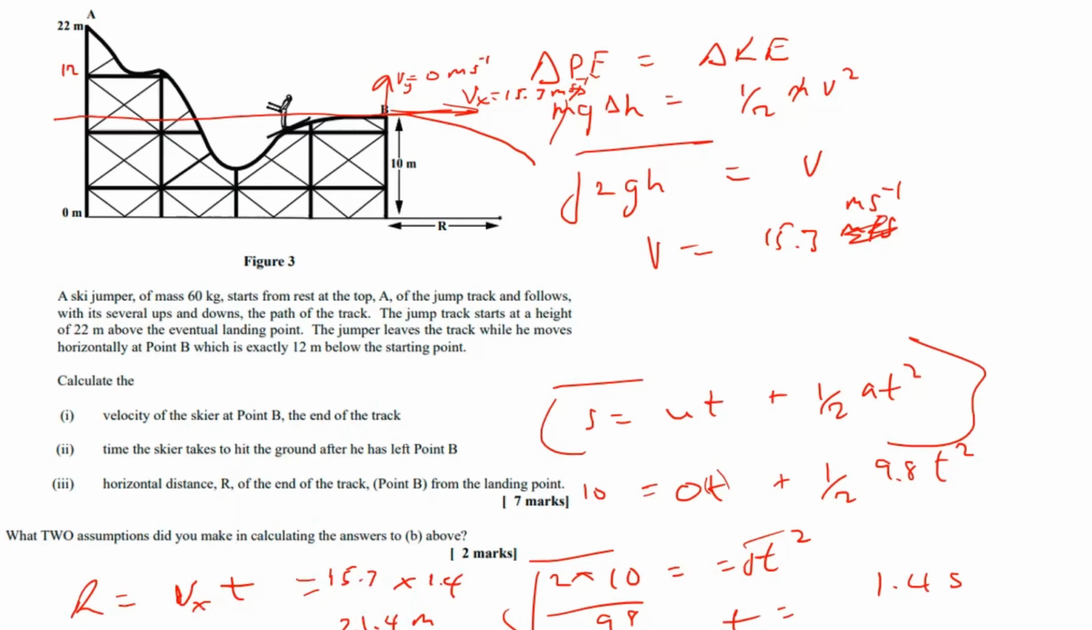They asked us to state two assumptions that you would make while doing the calculation here. I would assume that no energy is lost due to friction, and also that there is negligible air resistance. I think those are the two assumptions I could make. I don't know if you can think of any other assumptions, but if you can, that would be good.